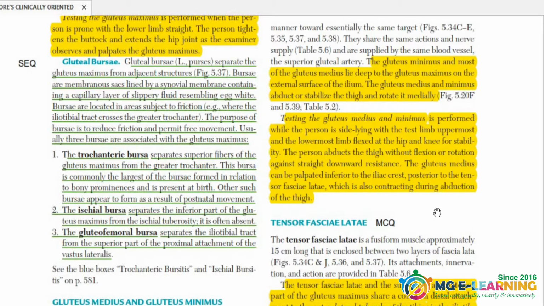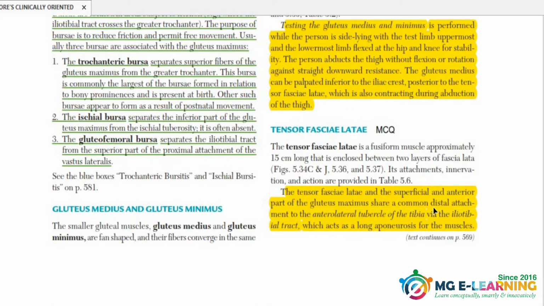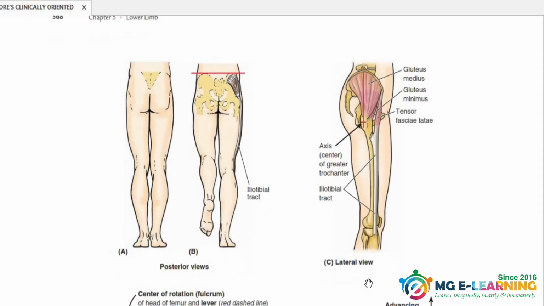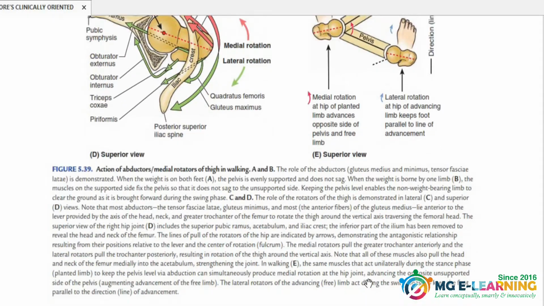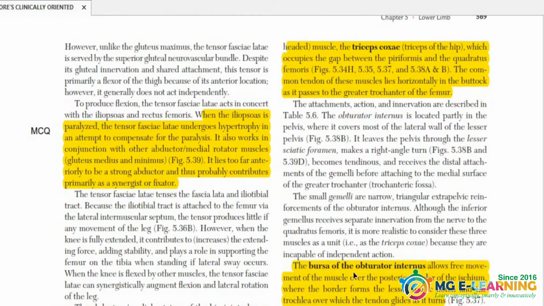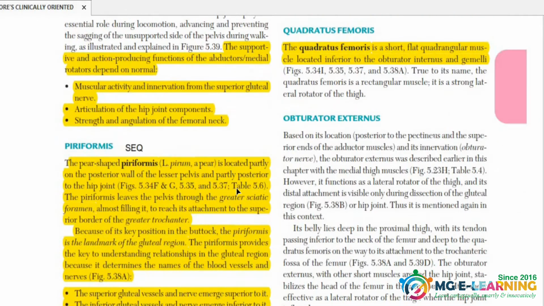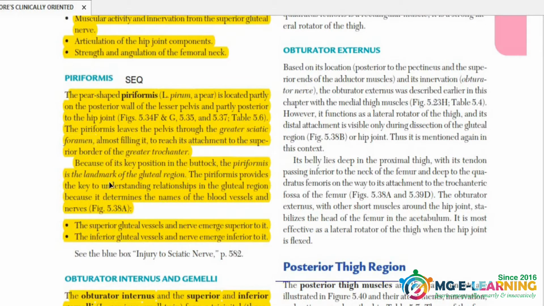Next, gluteus minimus and medius. You just have to read these highlighted points. Tensor fasciae latae is important from the MCQ point of view. Next, here are some important MCQs highlighted with yellow. Then piriformis. You have to know that piriformis is the location landmark of the gluteal region, and its nerve supply and blood supply.